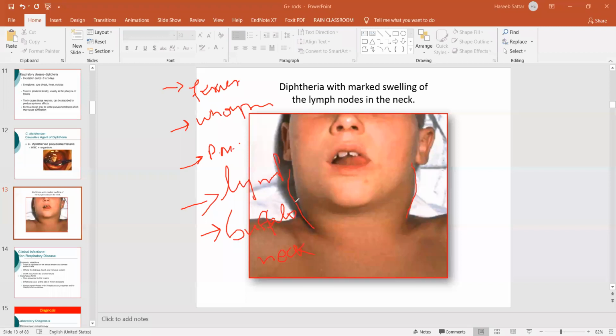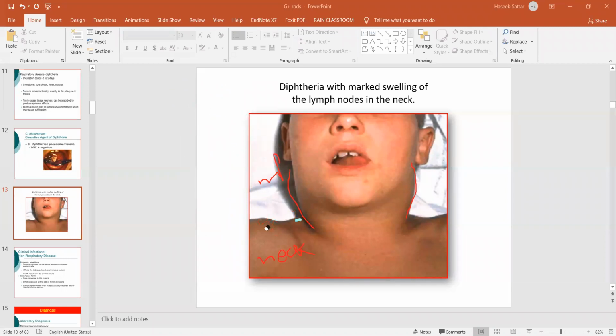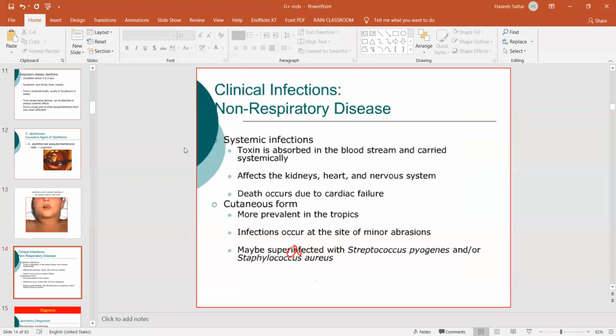So these are the signs and symptoms of the respiratory manifestation of diphtheria. After this, we have a non-respiratory disease. Non-respiratory disease means the cutaneous one, the involvement of the skin, which I have explained.